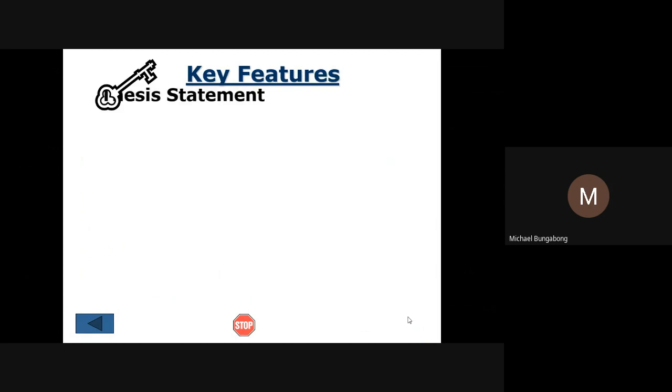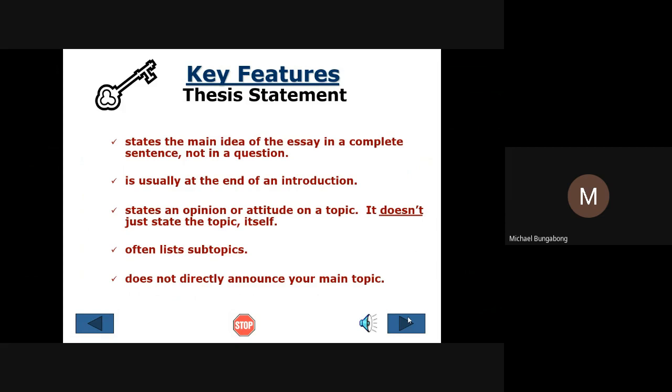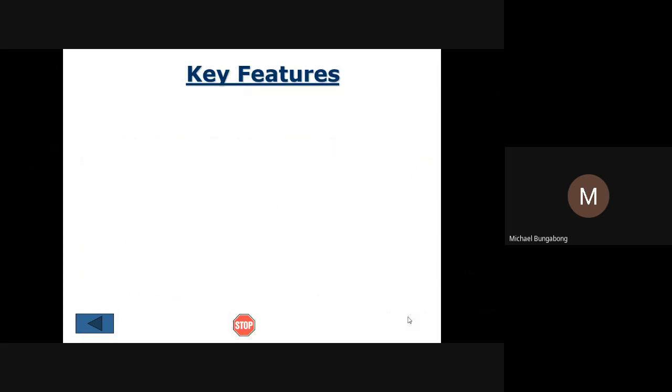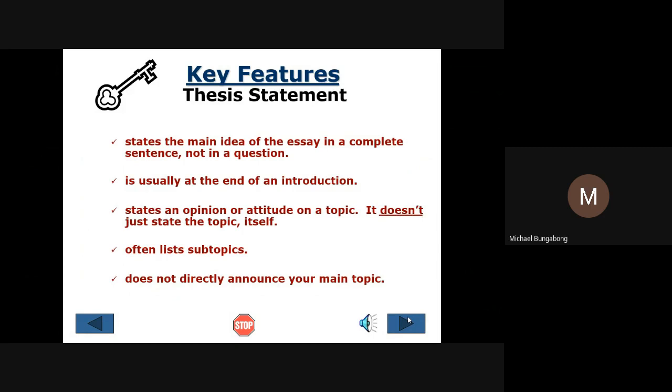Okay, so what are the key features of the thesis statement that we have to consider? Of course, first, you have to state the main idea of the essay in a complete sentence, not in a question form. Second, it is usually at the end of an introduction. And number three, it also states an opinion or attitude on a topic, the one that I just mentioned earlier, the technique, right? It doesn't just state the topic itself. And four, it often lists subtopics. And five, it does not directly announce your main topic.